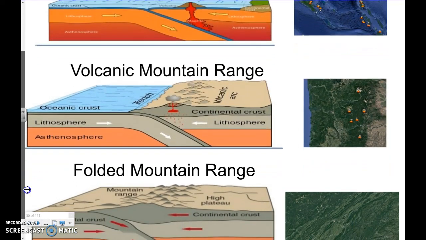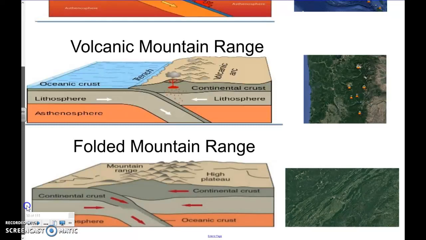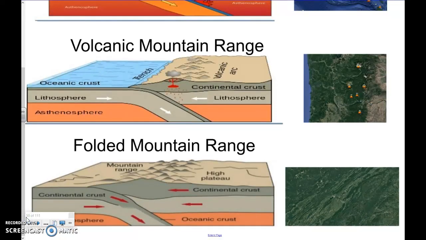The last one, when two plates move together, is what we call a folded mountain range. Now this happens when we have two continents meeting each other. The continents have nowhere to go. They don't want to give way. One of them doesn't want to go underneath the other. You have all this stuff, these continents, sitting on top of them. So they crash together and crumble the crust together, and it actually looks like folds.